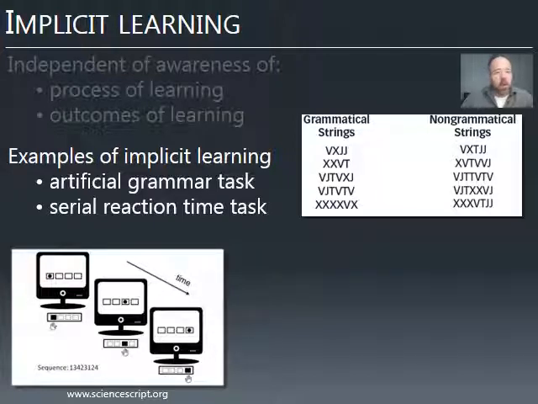And so you're not aware of getting faster at your responses, but you do. And people don't report what the sequence is. They can't. And yet there is a sequence, and they are getting better at anticipating it. And so that's a serial reaction time task.